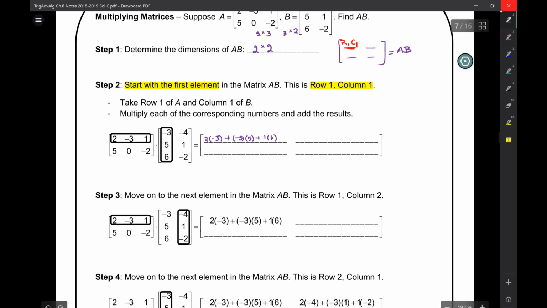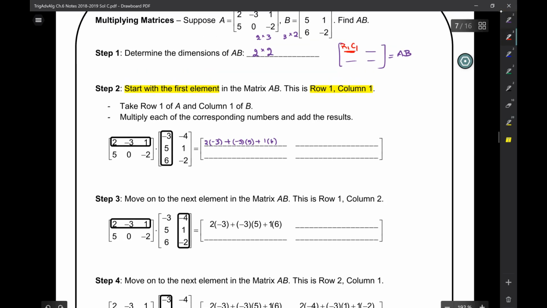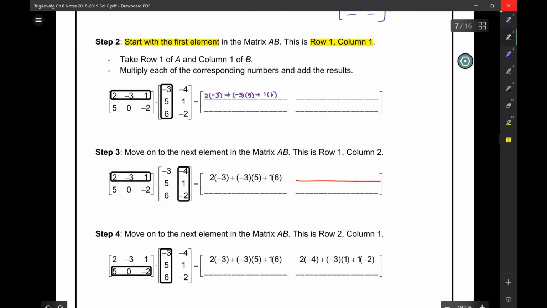Okay, now I'm going to fill in this one. We're moving on. What position is that? What row is that red one? Row 1, column 2. So I take row 1 with column 2, right? And I'm going to match 2 times -4, the first with the first. Plus the second, -3 times 1. Plus the last with the last.